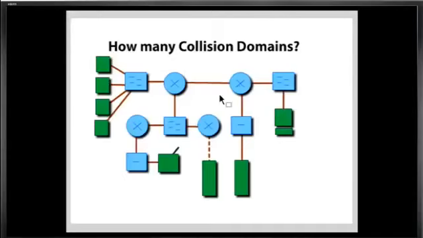So for instance, this is a hub, let's say, and this is a hub. So anything connected to the hub is all one collision domain. So these two links coming off this hub, this will be one collision domain. So I'd have to count this as 1, right? And then this hub has a printer connected to it, and then it's connected to a router, and so then this is one collision domain, right?